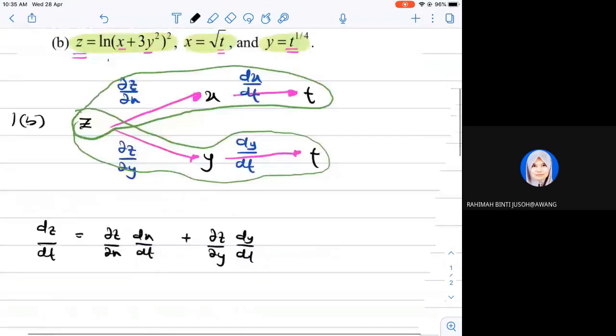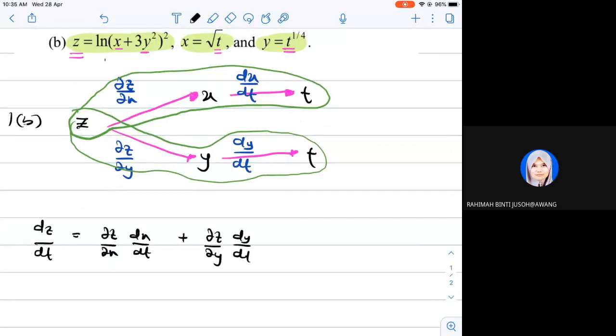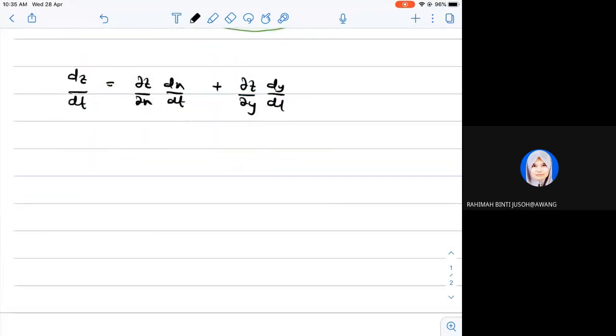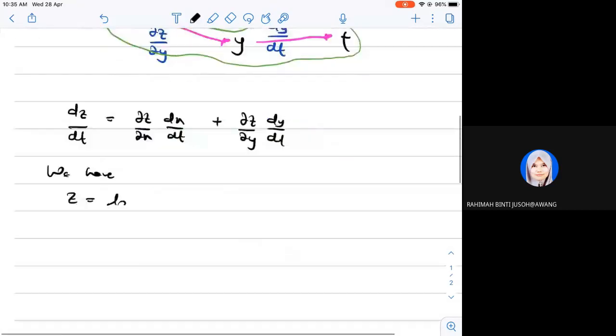So now, what happened here? We need to find all these terms lah. The derivative of all these terms. Ada 4 terms tu. So kita kena cari setiap derivative ni lah. Okay. So we have Z equals to ln x plus 3y squared.